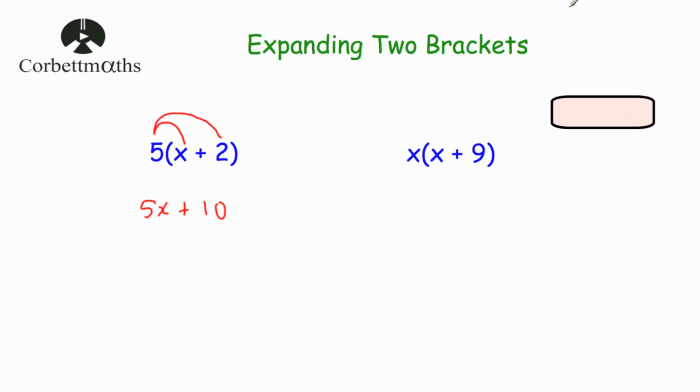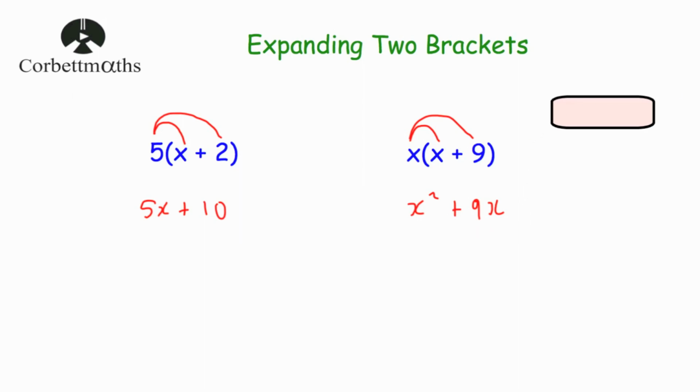This time we've been asked to expand x bracket x plus 9. That means x lots of x plus 9. And to expand this, what we're going to do is multiply what's inside the bracket by the term outside the bracket. So we'll do x times x. And when we multiply x by itself, that's x squared. So x times x is x squared. Then we're going to do x times 9, and x times 9, putting them together will be 9x, so plus 9x. So if we had x lots of x plus 9, that is x squared plus 9x.